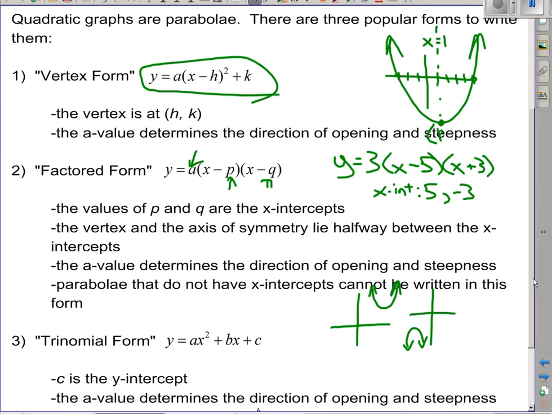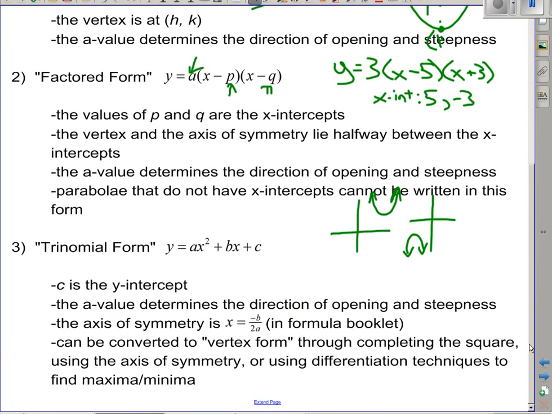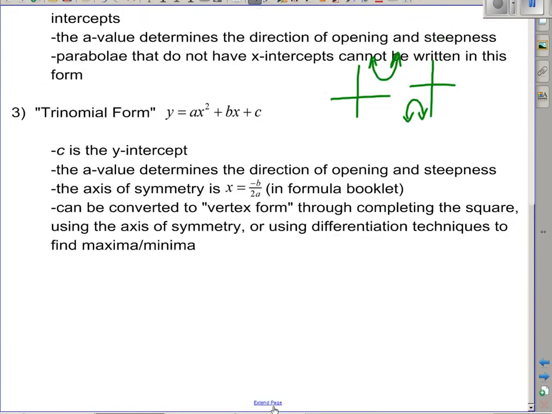Trinomial form, not really the best form for telling us a lot about the graph at the outset. So we might have y equals ax squared plus bx plus c. This is the general form. c is going to be our y-intercept. That's the nice thing it tells us right away. Again, a determines the direction of opening and generally the steepness. The axis of symmetry is at x equals negative b over 2a. That's in your formula booklet. And that also tells you the x-coordinate of your vertex.